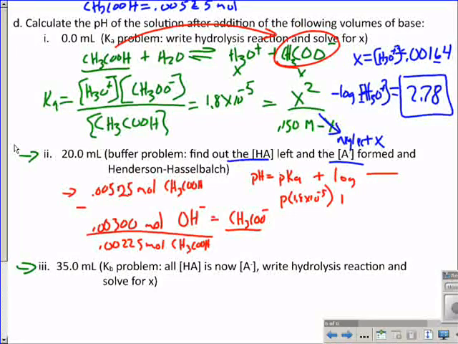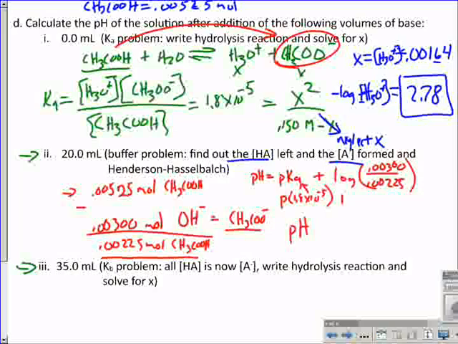And now technically I'm supposed to divide these by the volume to get the concentration, but remember the volume is the same in both cases. So I'm going to put my base up here, and my acid, well, I had that many moles left, so on the bottom I'm going to put 0.00225, and I take the log of that, and then I'm going to plug that all in. So my pKa is the P of 1.8 times 10 to the negative fifth, and when I actually solve for pH in this problem and do the math, I'm going to get at this point a pH of 4.87.